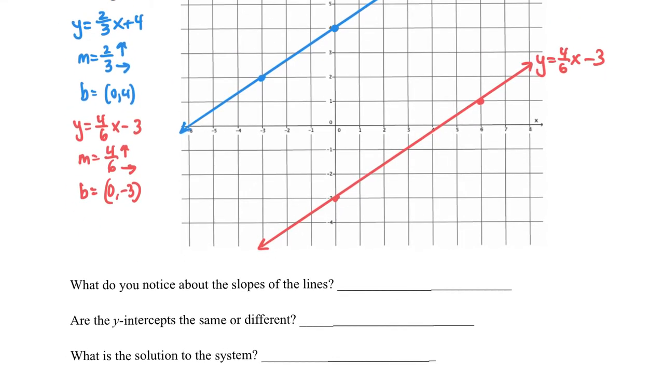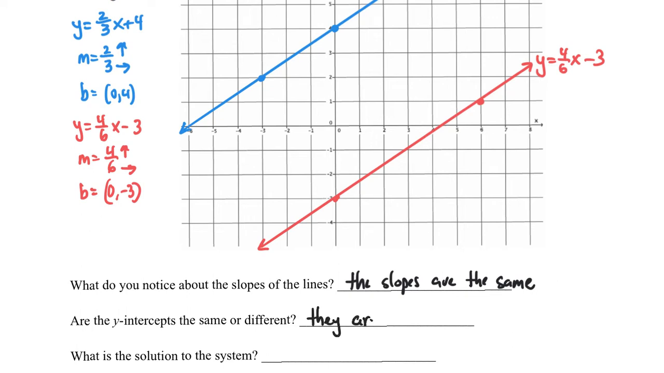What do you notice about the slopes of the lines? Okay, so the first line had a slope of 2/3, and the second line had a slope of 4/6. If you put 4/6 in your calculator, you're going to find out that those are the same. 4/6 reduces to 2/3. So the slopes are the same. The y-intercepts are obviously different. This one has a y-intercept of (0, 4). This one has a y-intercept of (0, -3). So they are different. So same slope, different y-intercept.